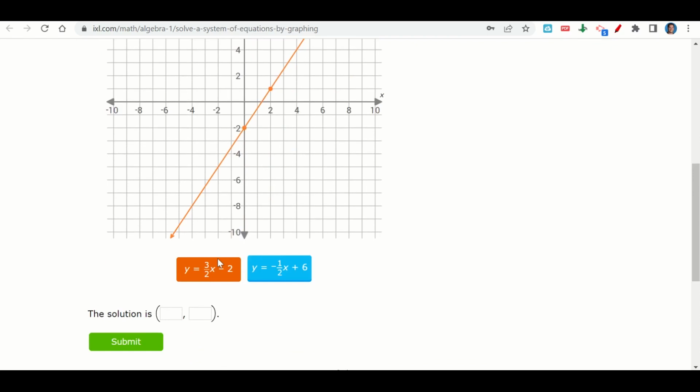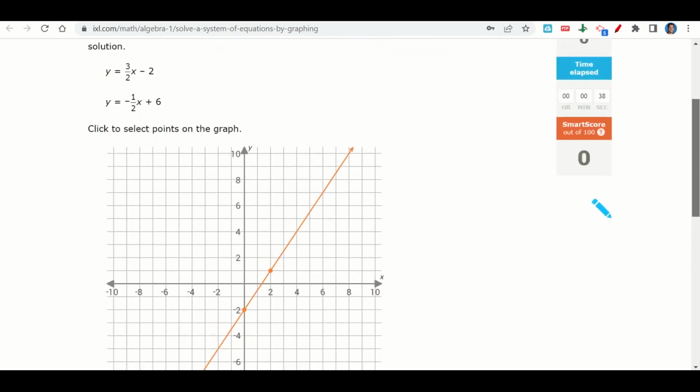Now to plot the second one, I'm going to scroll down to this part, and I'm going to click on this blue one here, and that will allow me to graph that equation. So it has a y-intercept at 6, so I'm going to go here to 6, and a slope of -1/2, so I go down 1 to the right 2, and plot my point.